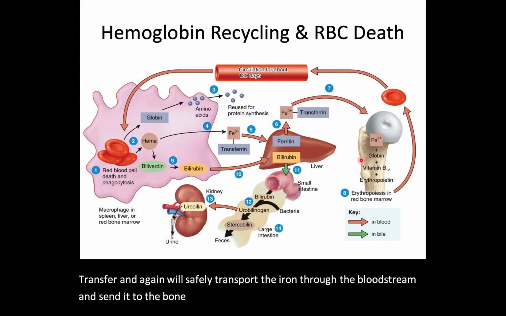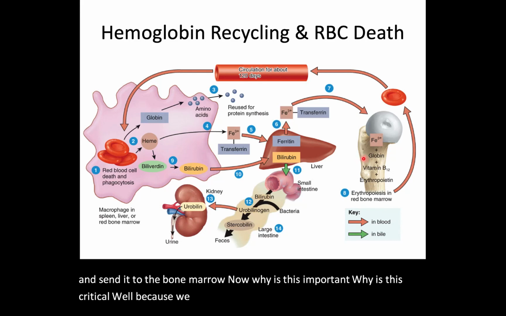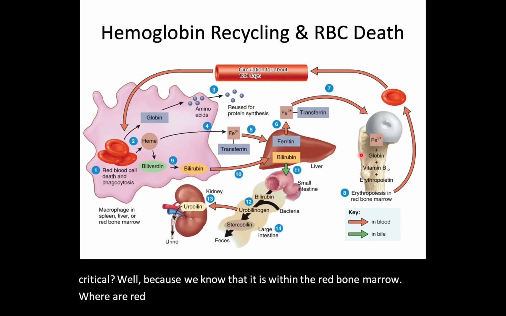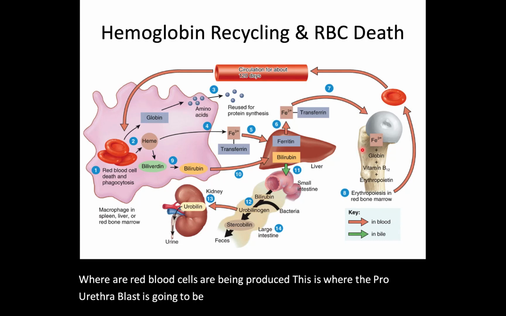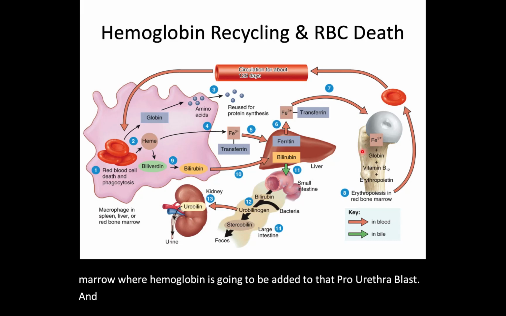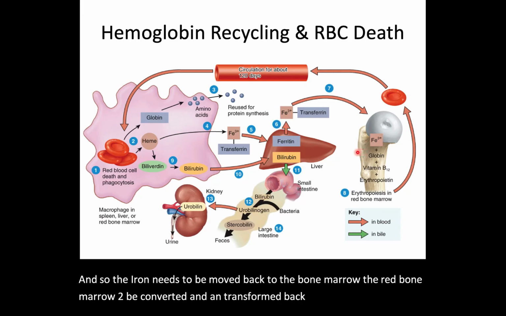Now, why is this important? Why is this critical? Well, because we know that it is within the red bone marrow where red blood cells are being produced. This is where the proerythroblast is going to be located, which means it's within the red bone marrow where hemoglobin is going to be added to that proerythroblast. And so the iron needs to be moved back to the red bone marrow to be converted and transformed back into the hemoglobin.